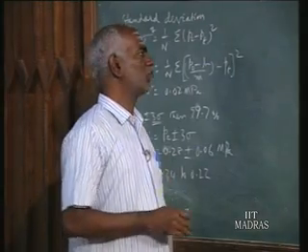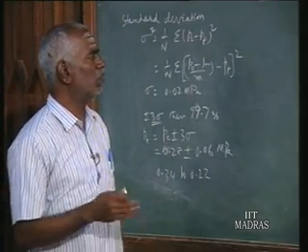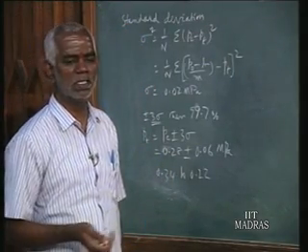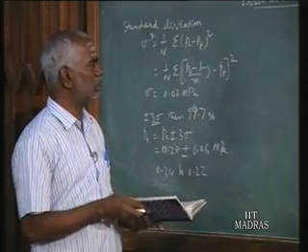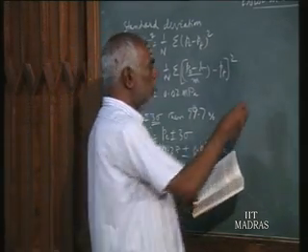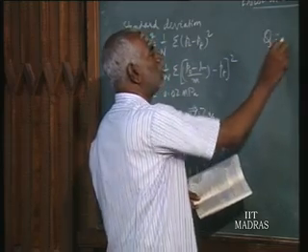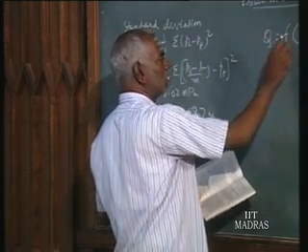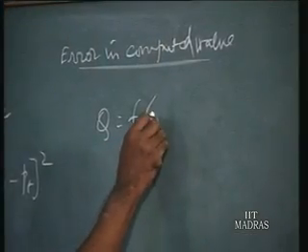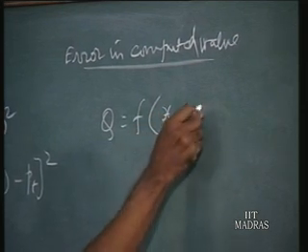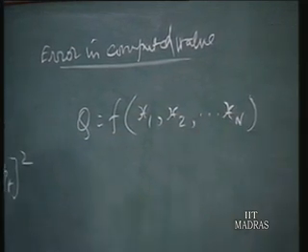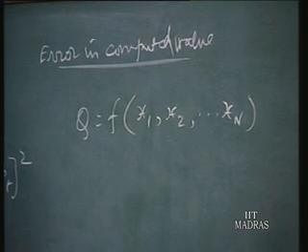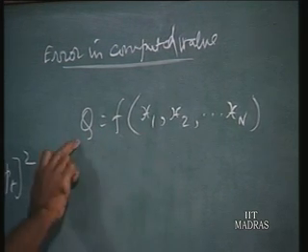That is what we want to find out. The computed value will have some error based upon the error of the individual measurements. And first we derive the mathematical equation for this phenomenon. Suppose Q is a computed value obtained from measurements of x1, x2, and so on up to xn. N measurements are made, and using a function q is equal to a function of these, we can compute the value of q.